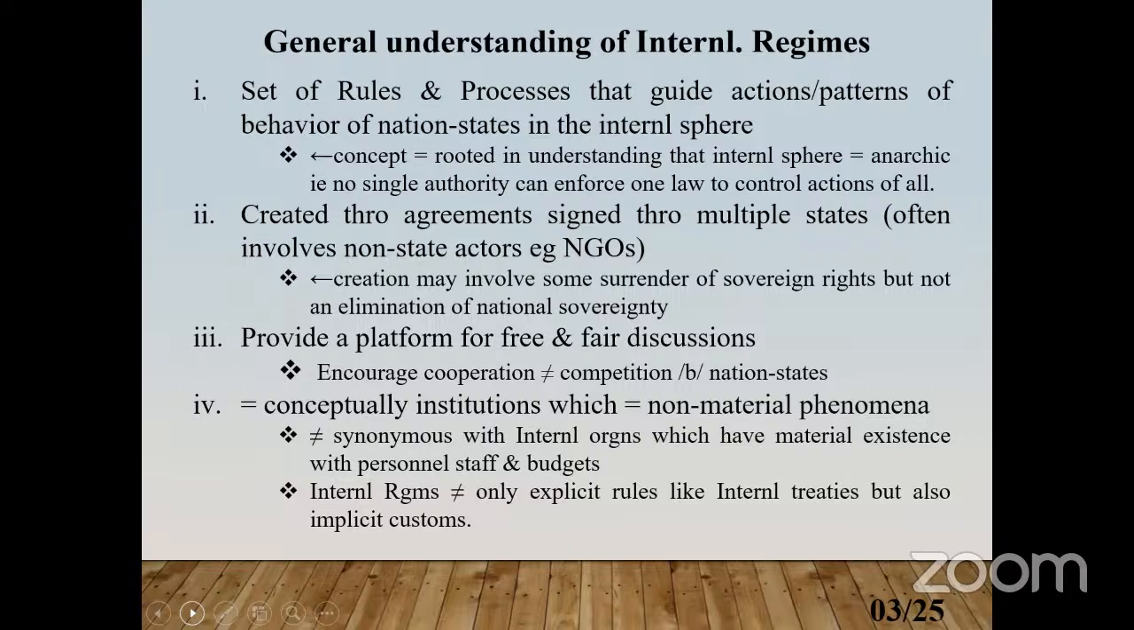However, we are saying international regimes are not only explicit rules like international treaties, but also could include implicit customs. So you notice that when we are talking about international regimes, we are going a little bit far beyond simply an international body to include very invisible agreements. You are talking about treaties that are signed that bind, for example, member actors without necessarily having to talk about a material substance body existing somewhere.